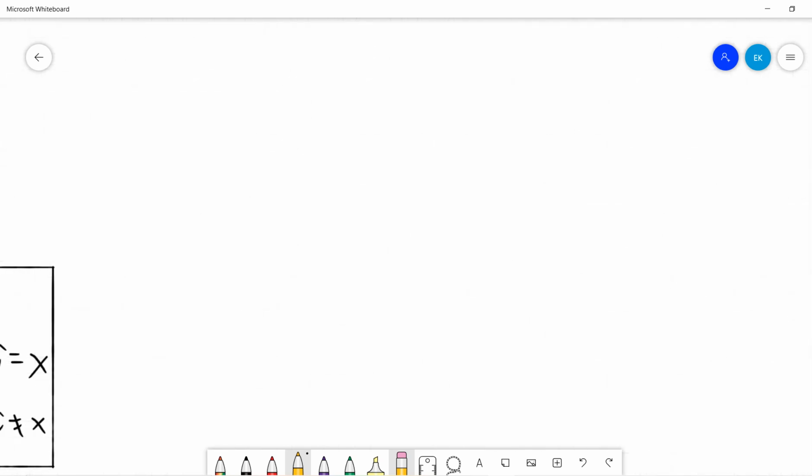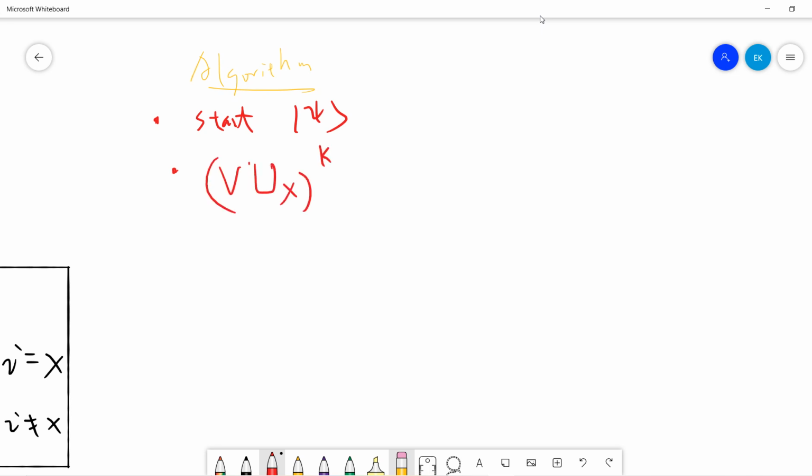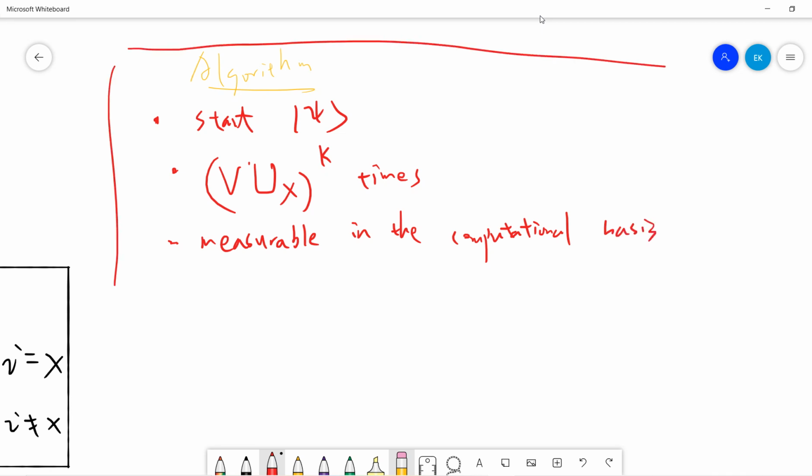Okay, so let's describe the algorithm. If you see the Wikipedia, many people will say it's too much, so complicated to draw the diagram, so I don't want to draw it. The idea is that first we start with phi, and the second is that we just act V Ux k times, and the third is just measure in a computational basis. So done, this is the algorithm.